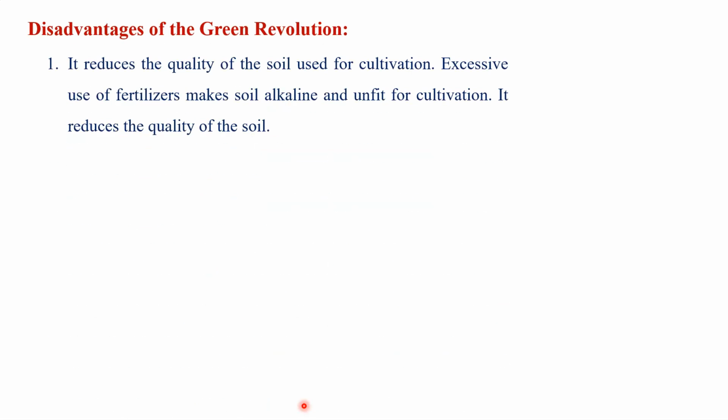Let us talk about a few disadvantages of the Green Revolution that we also saw during the same period. First is, it reduces the quality of soil used for cultivation. The excessive use of fertilizer makes soil alkaline and unfit for cultivation. It reduces the quality of soil.